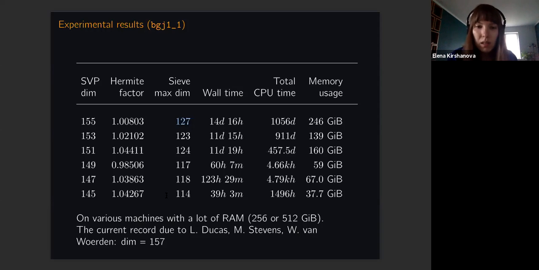The current record is still due to Leo, Marc, and Vessel, and they managed to solve dimension 157. If I remember correctly, this was using GPUs. All the things I was talking about were not on GPUs, they were on CPUs. I do believe that if you're smart enough, you could do more with GPUs. Also, this implementation was not distributed. It was one machine, but a good one, and we did require quite some RAM to run it.